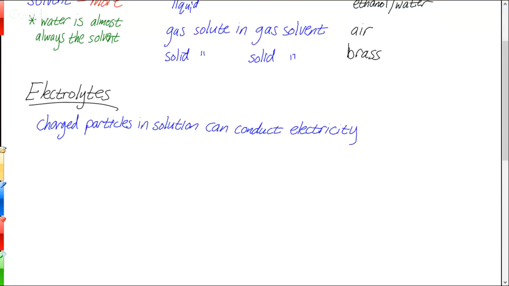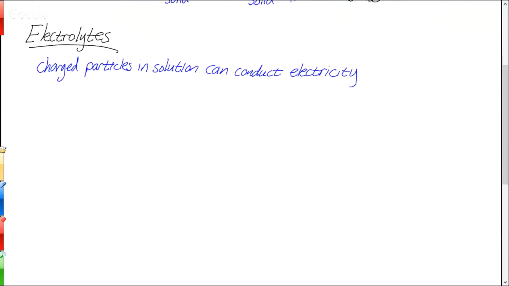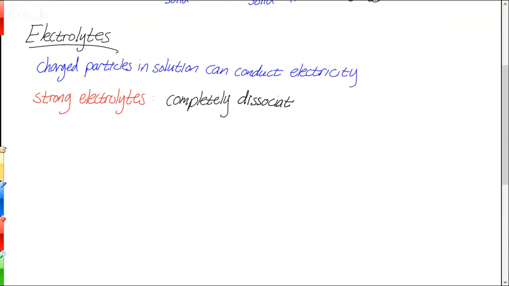We can separate materials into three categories with respect to their electrolytic behavior. We can talk about strong electrolytes, weak electrolytes, and non-electrolytes. A strong electrolyte is any compound that completely dissociates into ions in solution. Dissociates means breaks apart.